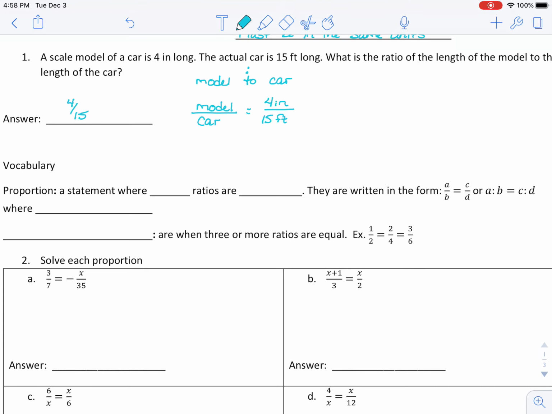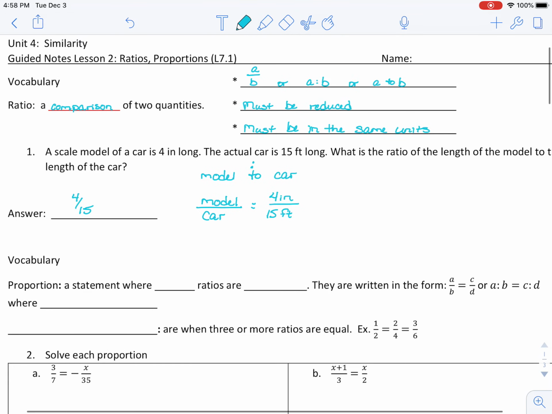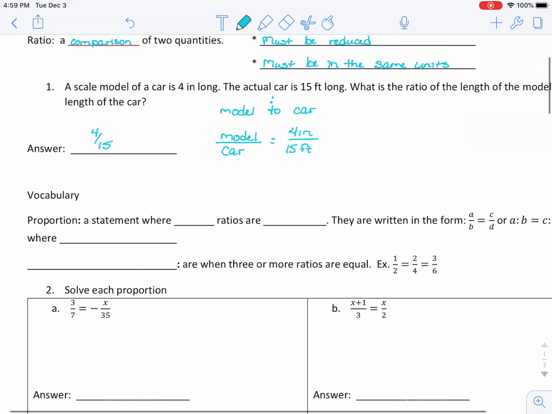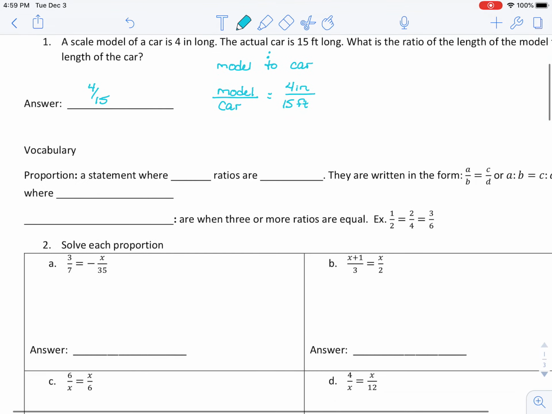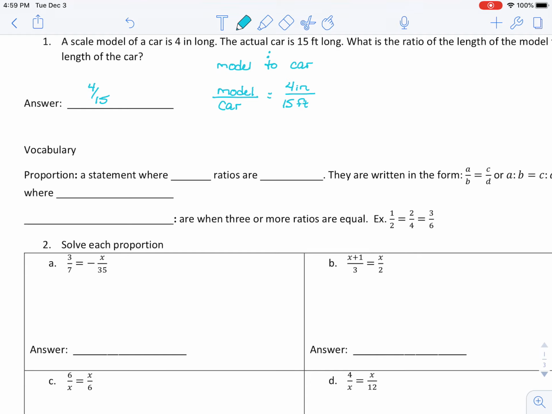Ratios are not supposed to have units, because in my example up above, when I said 10 people to 20 people, what happens when you have anything over itself? 5 over 5, 16 over 16, people over people. Those cancel. This would reduce to just a fraction with no unit. Here, 4 over 15 would have a unit. It's inches over feet, and so it's not reduced if those haven't canceled.